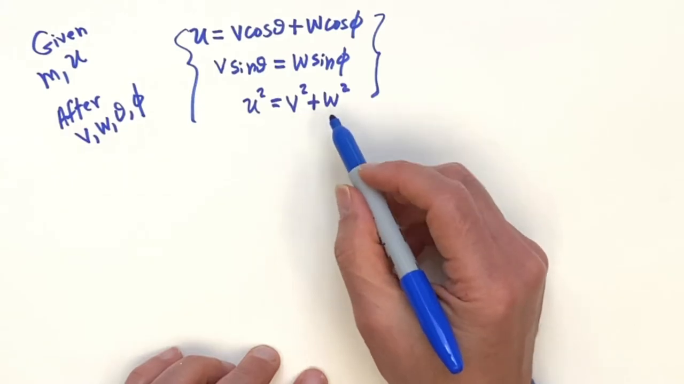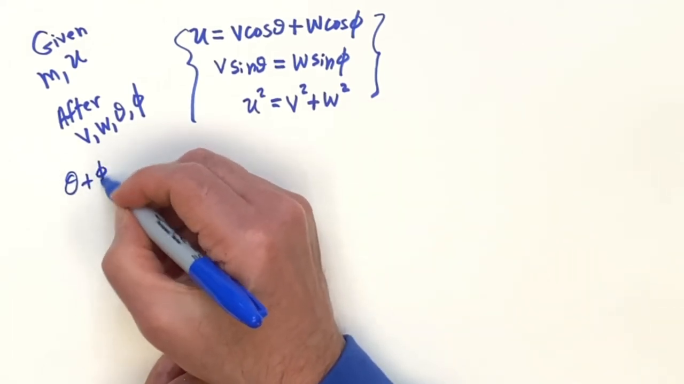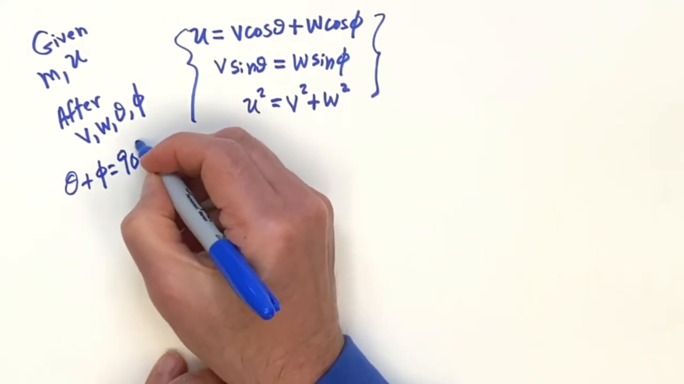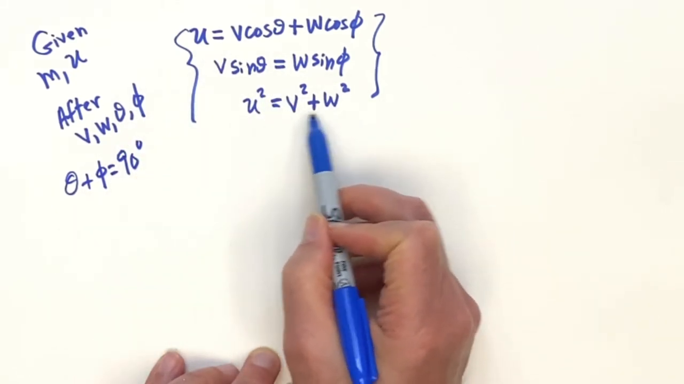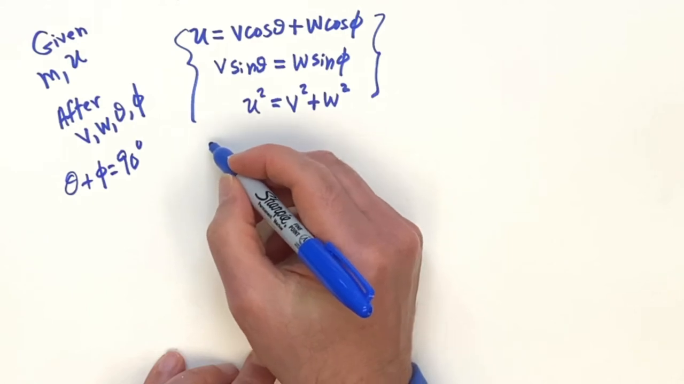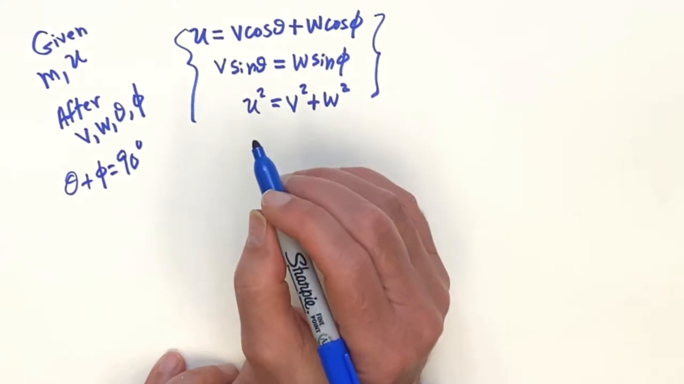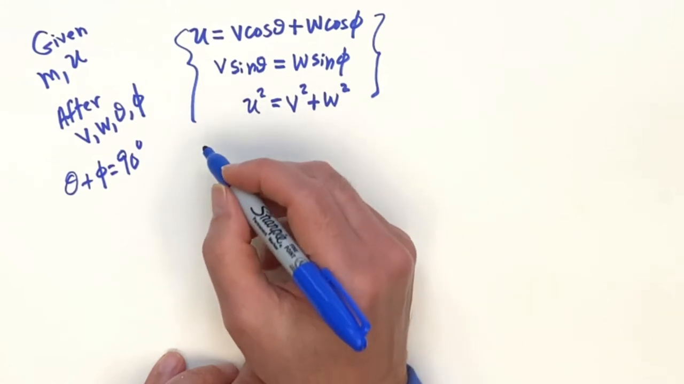But I want to show you that the sum of the angles, theta plus phi, indeed is 90 degrees, as suggested by this equation. Now here's how you can see this, and that is using the vector form of the momentum.